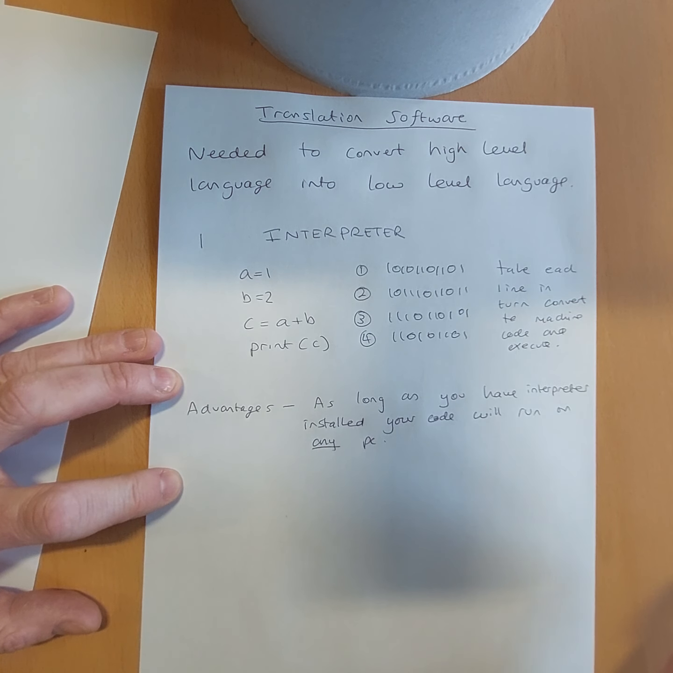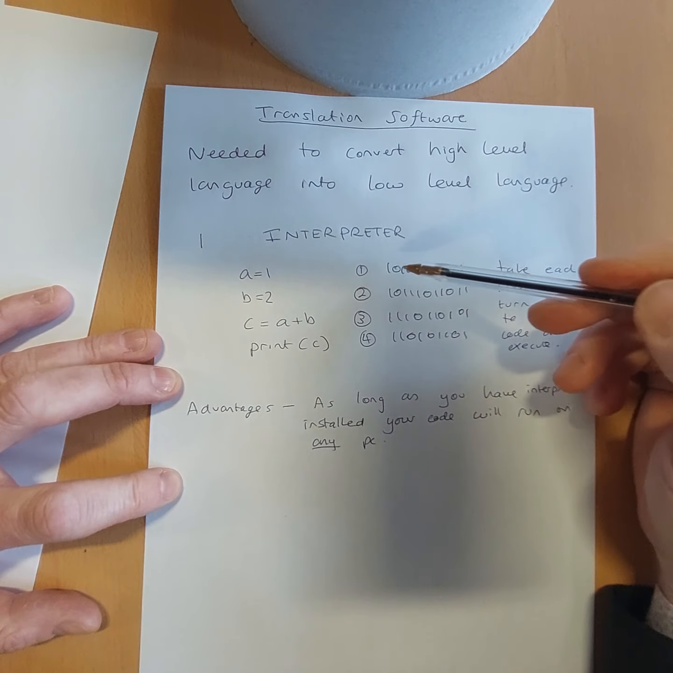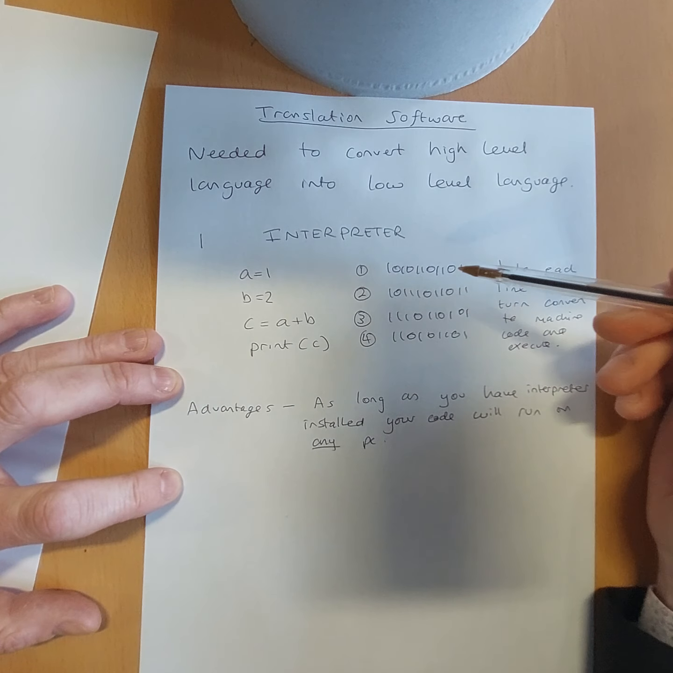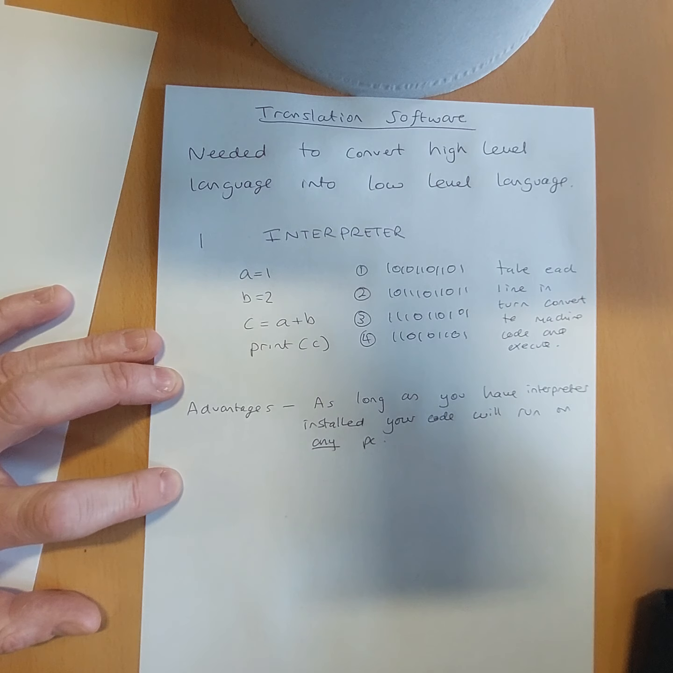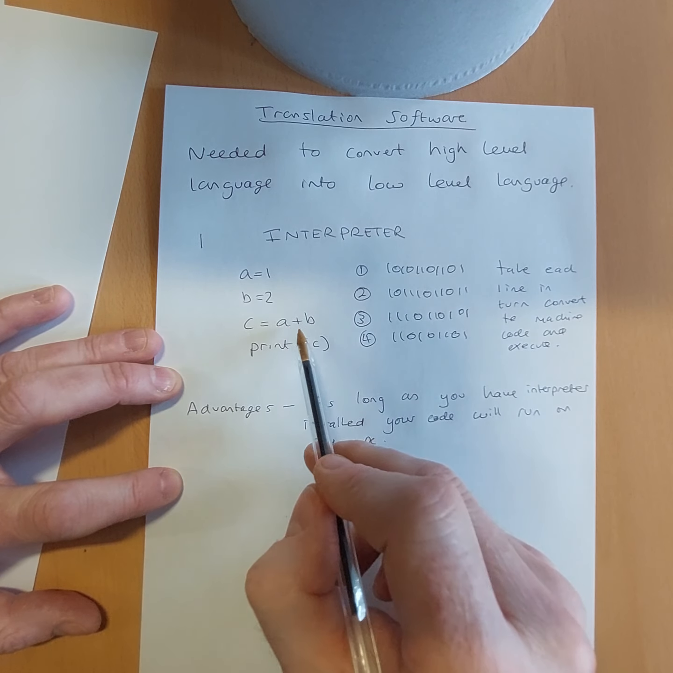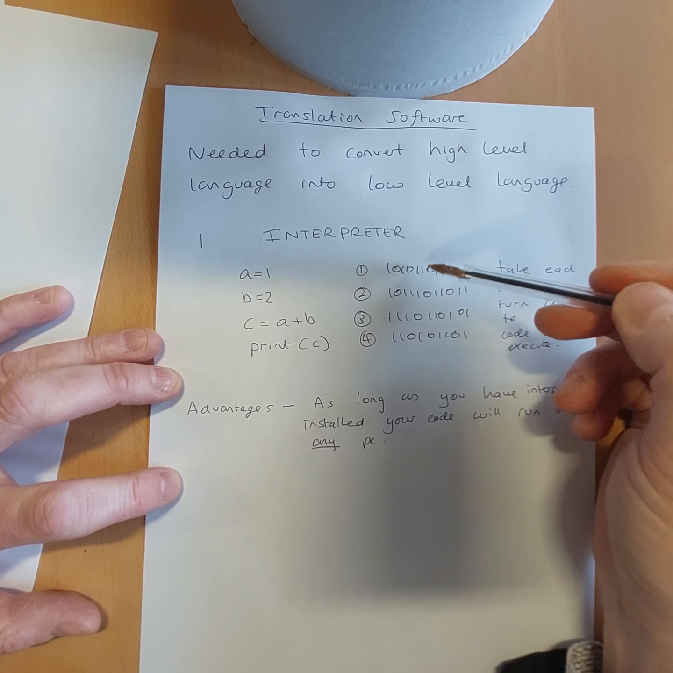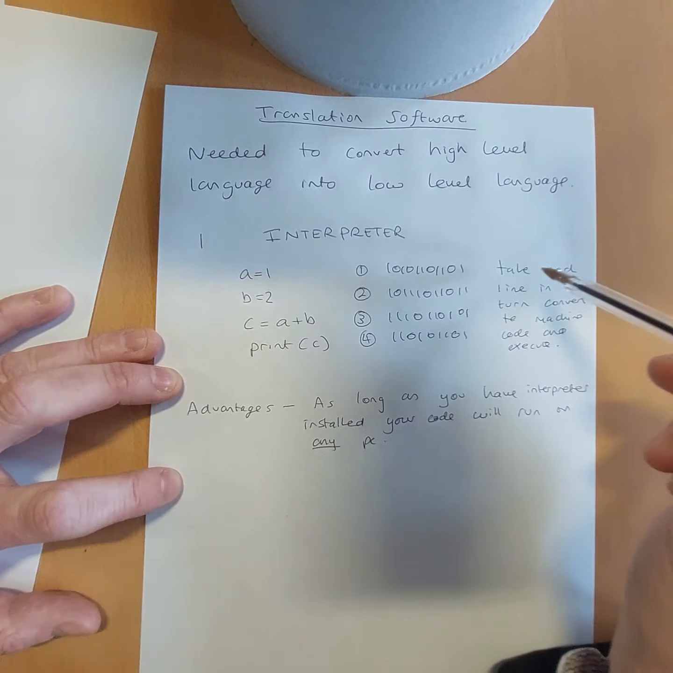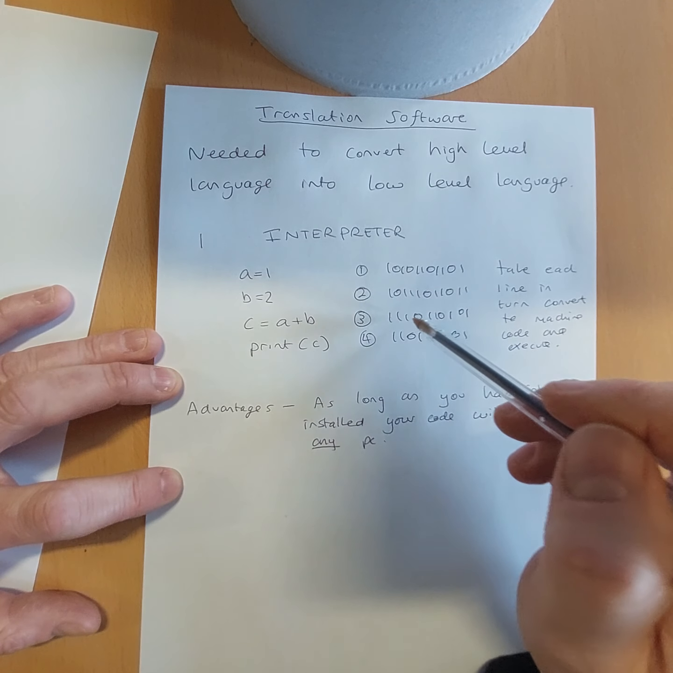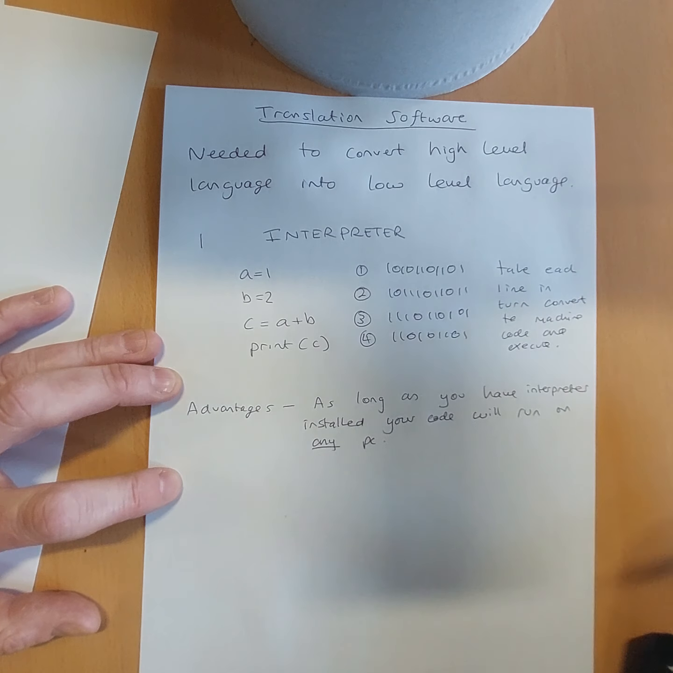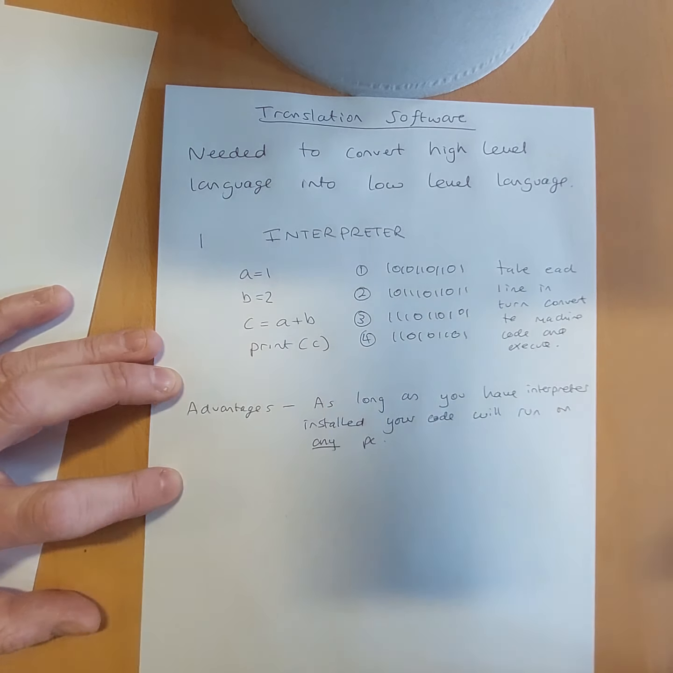Another advantage is that because each line of code runs one after the other, when you're developing your code, let's say you had an error on this line here, these first two lines will still run because it runs each line in turn. So these two lines will run, so you know they're fine. It'll get to this line and then the error will occur. That's quite helpful when you're developing code.